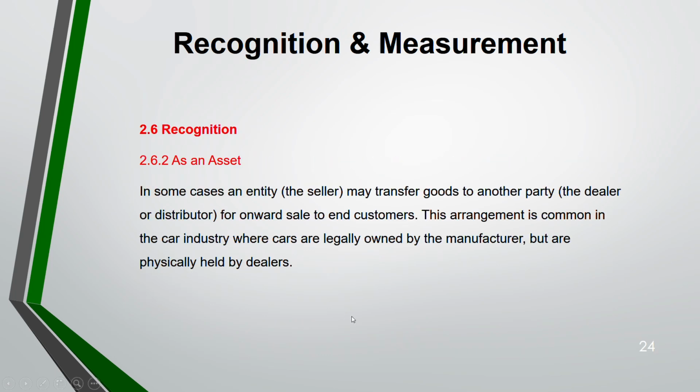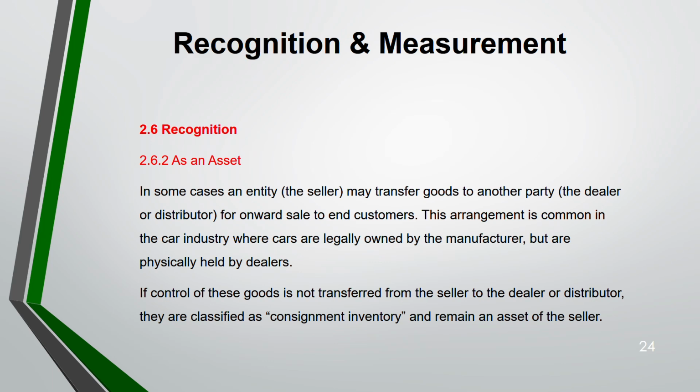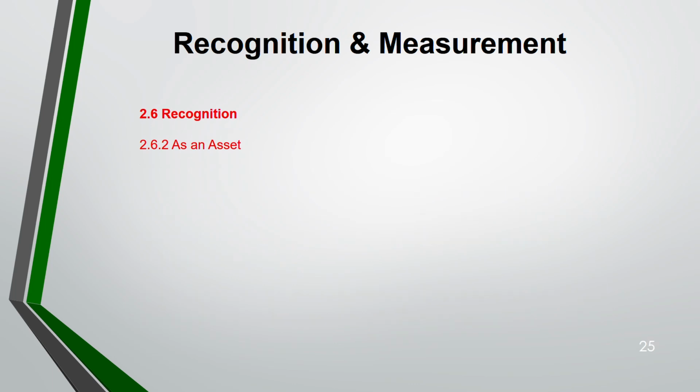Now, as an asset, in some cases an entity, that is the seller, may transfer the good to another party, the dealer, for onward sale to the end customer. This arrangement is very common in the car industry where cars are legally owned by the manufacturer but physically held by dealers. So the control of the good is not transferred to the dealer. If the control of this good is not transferred from the seller to the dealer, they are classified as consignment inventory and remain as an asset of the seller. Remember, the dealer has to sell it to the customer. If it is not sold, it is still remaining as an asset in the books of the seller.